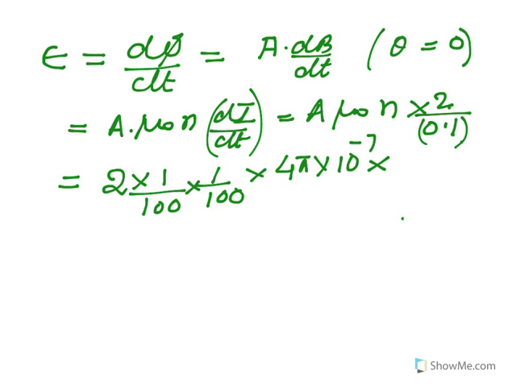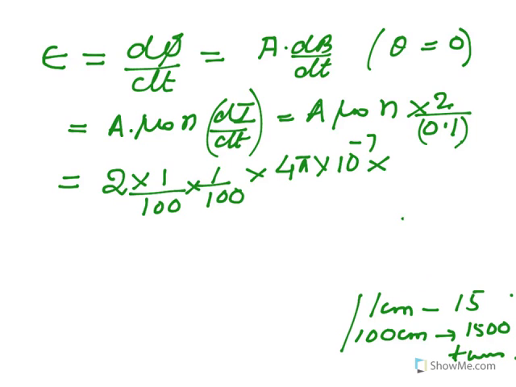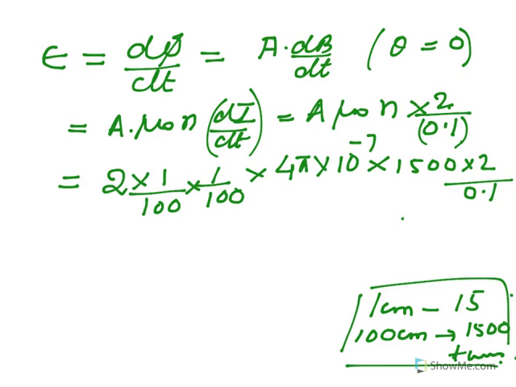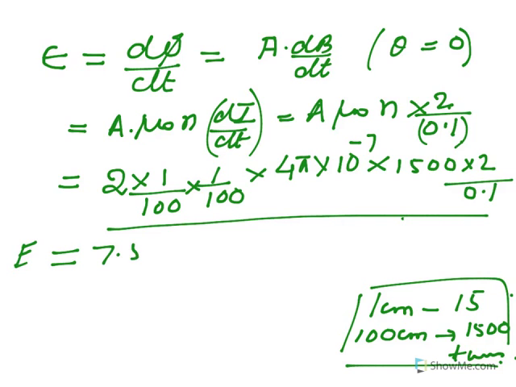So the question says it has 15 turns per centimeter. So 1 centimeter has 15 turns. 100 centimeters, that is 1 meter, will have 1500 turns. So we can put the value of N as 1500 into 2 by 0.1. So when we calculate this, we get induced EMF is equal to 7.5 into 10 to the power minus 6 volts.